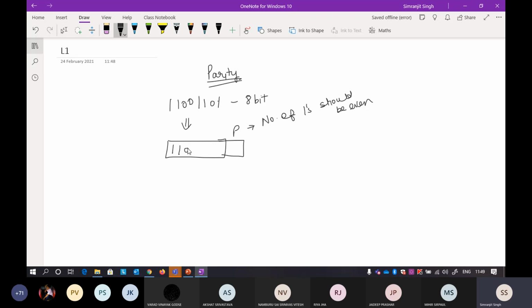Okay, so in this particular case, if you're seeing here, the number of ones are 1, 2, 3, 4, 5, which is odd. So you have to add a parity bit of 1 to make this whole packet even.